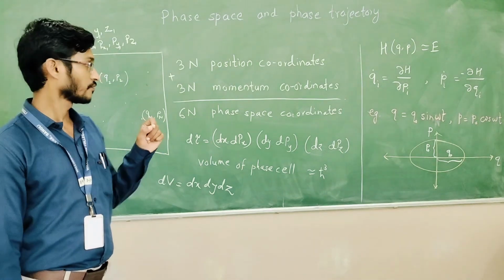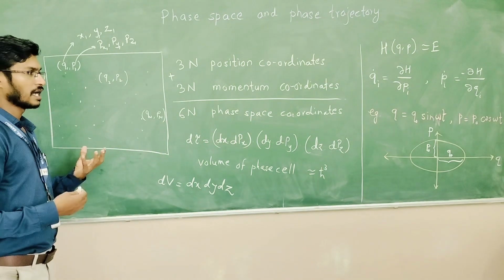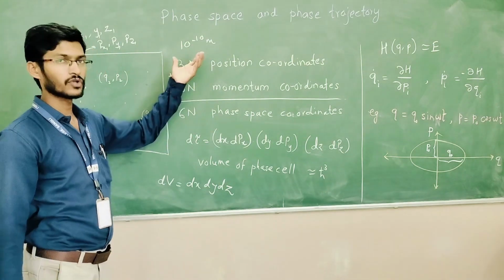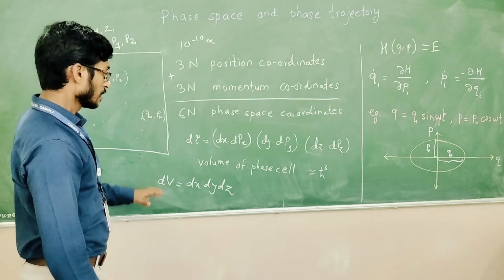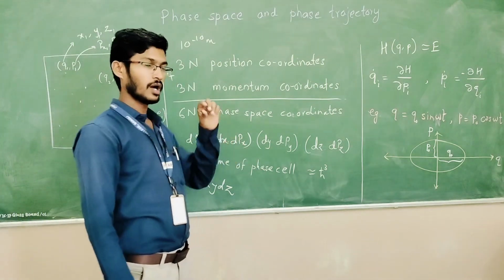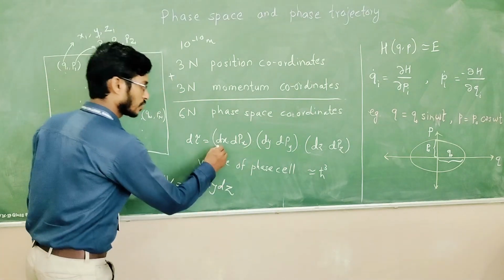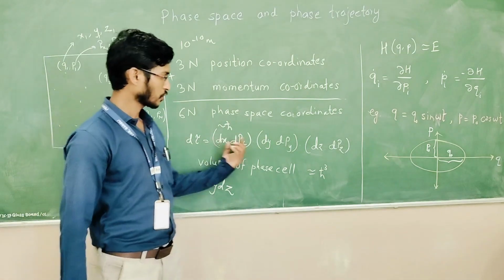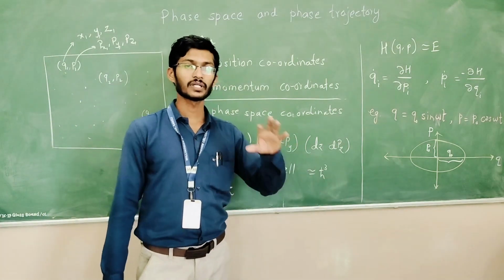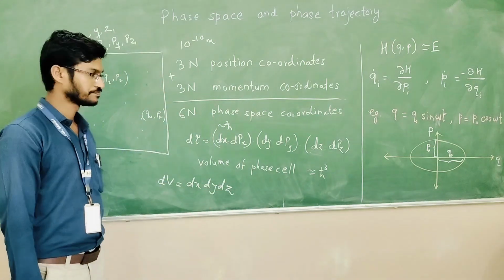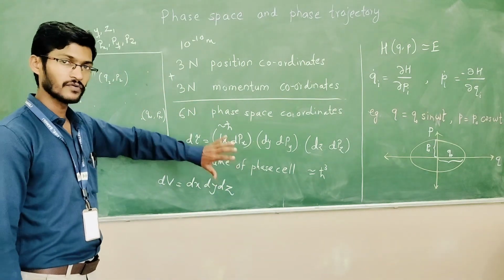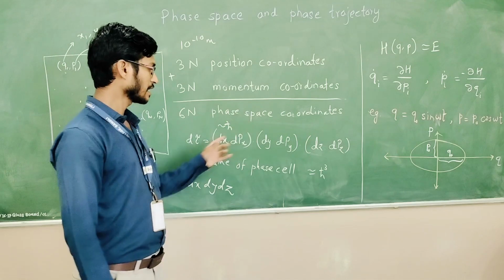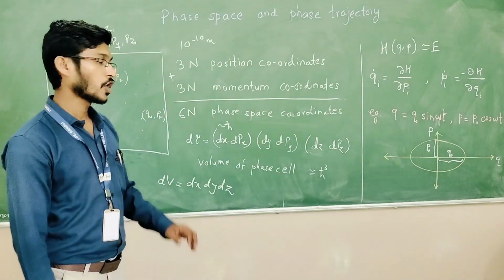And for very small particles, because these have dimensions of 10⁻¹⁰ meters, or angstrom units or nanometer units, the volume of this phase cell is equivalent to the following. dx into dpx is considered to be equal to h cross. So h cross into h cross into h cross is h cross raised to 3, or h cross cubed. We can also derive this from the uncertainty relation, which we are also aware of. So this is the volume of a single phase cell.